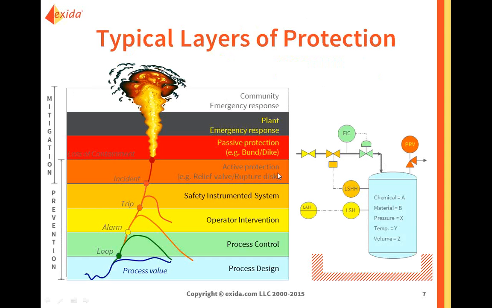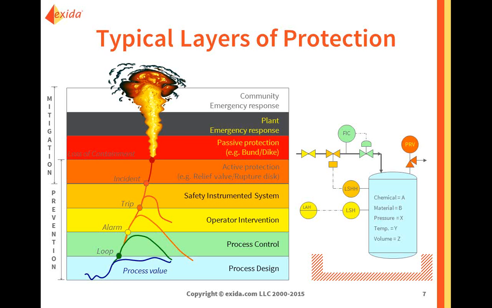And here we have an overview of typical layers of protection. You see a vessel on the right-hand side with a certain chemical, made of a certain material. There's a pressure, a temperature, and a certain volume within that tank, and that is basically the first layer of protection. If we are concerned with the overpressuring of that particular vessel, the process design itself could help us in limiting the overall frequency that that event occurs by limiting the inventory.